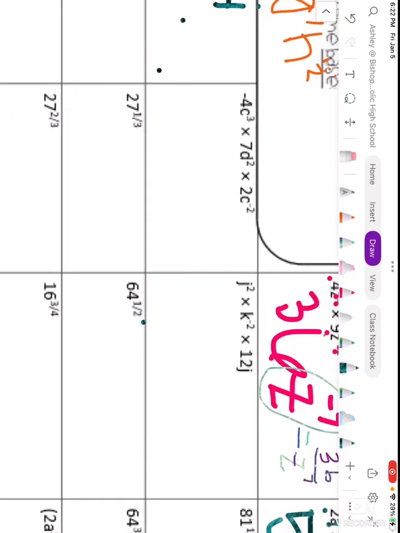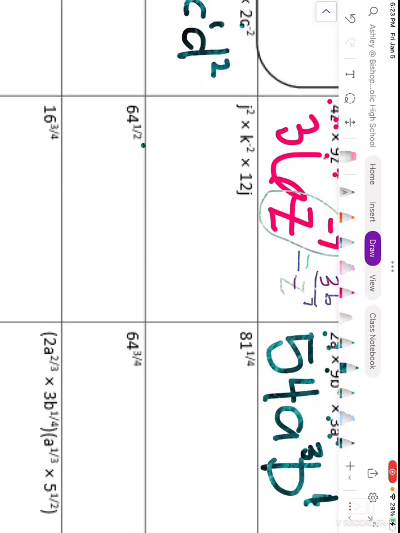Here we can multiply across. Negative 4 times 7 is negative 28. Negative 28 times 2 is negative 56. And then we'll add the ones that match. So c to the third, c to the negative 2, that's c to the first. And then the d squared.